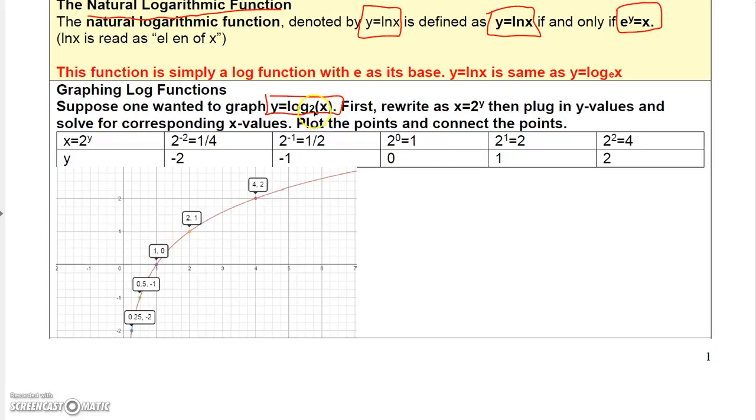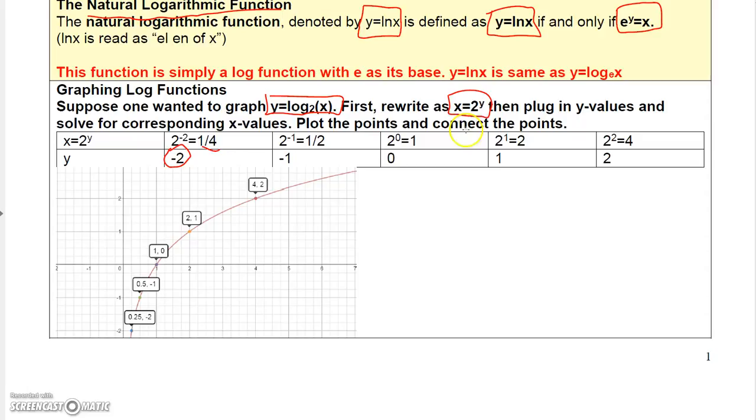Well, you can write that in exponential form by just saying 2 to the y equals x, or x equals 2 to the y. Okay, so then it's easier to graph this by plugging in y values and then getting the corresponding x values. So for instance, if I plug in a y value of -2, well, we learned earlier that 2 to the -2 is 1/4. So I would get x equals 1/4.